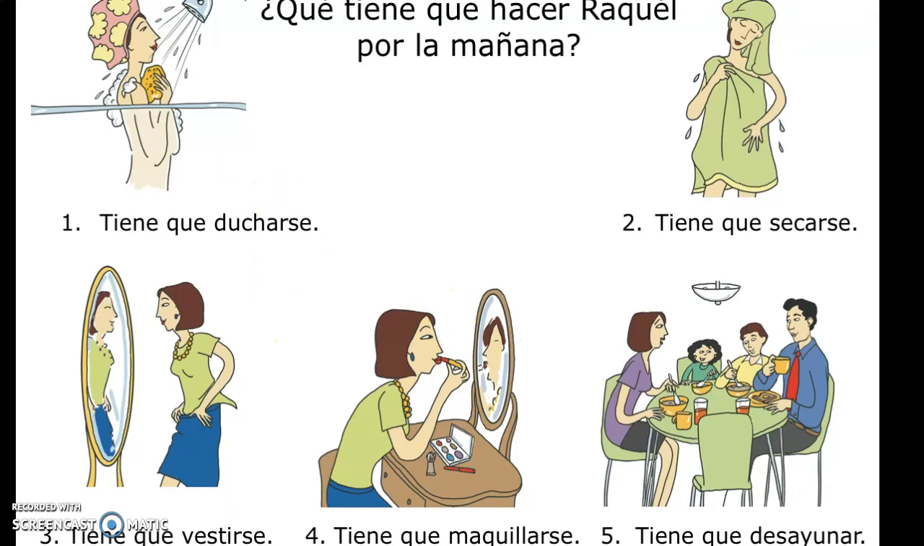So we did use quite a few of these reflexives here, but remember, it's also possible to use tener que with a verb that is not reflexive. So any type of verb that you have, you just have to leave it in the infinitive form.